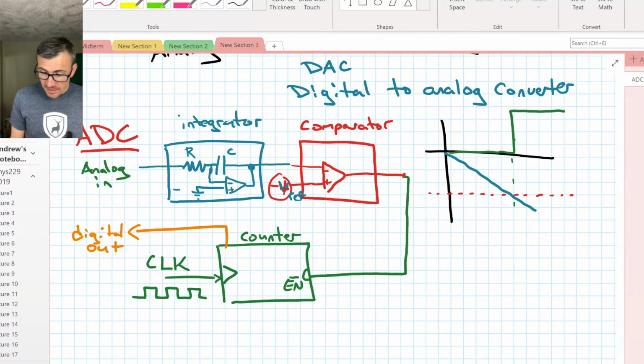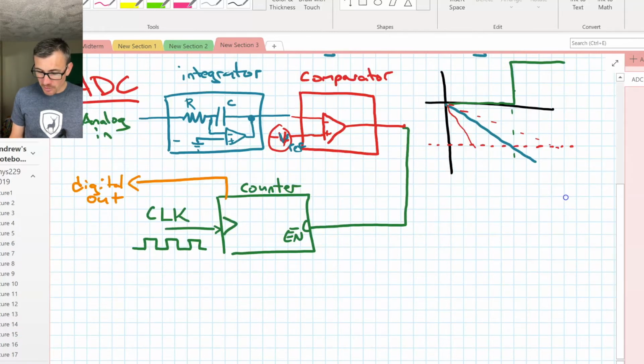Now if we had a steeper slope, we'd reach that faster. If we had a shallower slope, we'd reach that slower. So this gives us a voltage to time converter. Now you might notice that it's going the wrong way. The steeper slope will give us a shorter time, but we can fix that. But for now, let's just concentrate on the fact that we have a time, a number of cycles, which depends on the voltage.